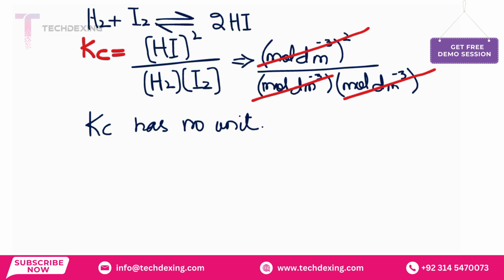Now have a look at the equation. You can see that in this chemical reaction, the number of moles of reactants and products are the same. So for those reactions in which the number of moles of reactants is equal to the number of moles of products, the Kc has no unit. Got it? This is the concept: if the number of moles of reactants and the products are equal, then there is no unit for the Kc.